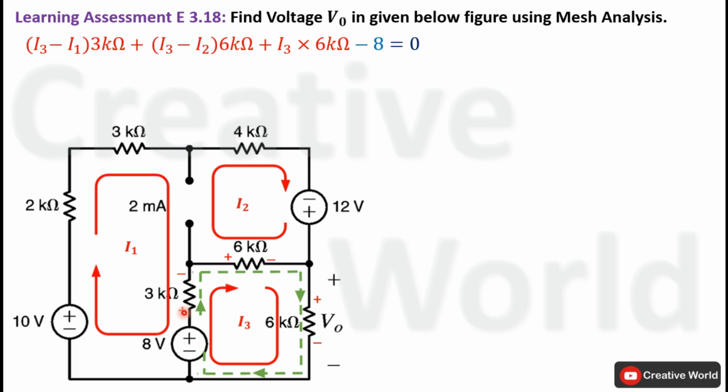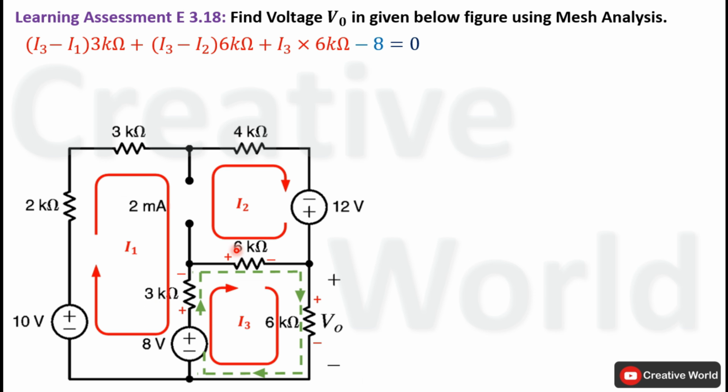Both are opposite in direction to each other. The voltage across this resistance is taken according to the direction of current I3. So current I3 will be considered higher than current I1. So the current through this resistance will be equal to the difference of these two currents, I3 minus I1, multiplied by 3 kilo ohm, which will be equal to the voltage across this resistance.